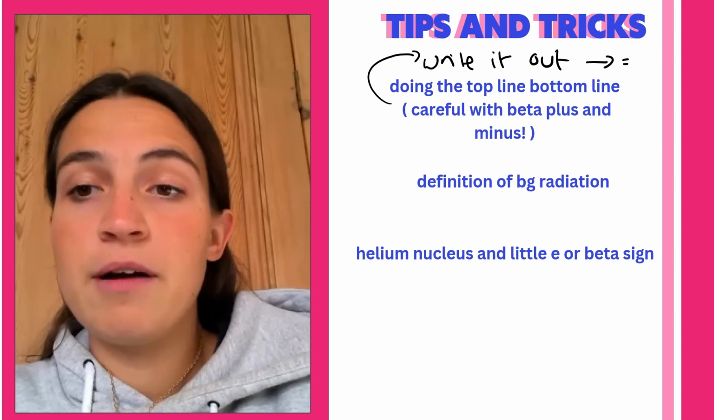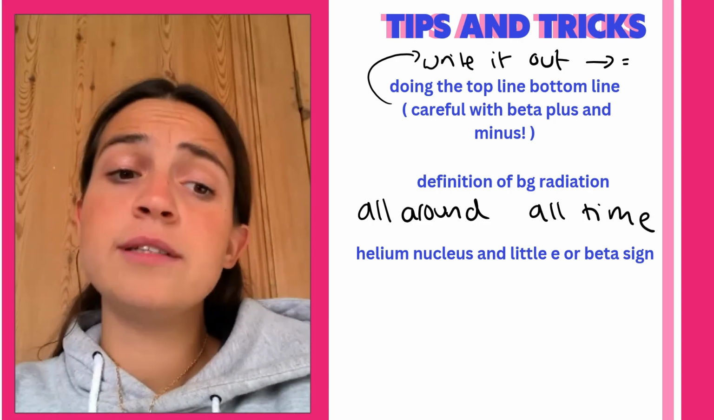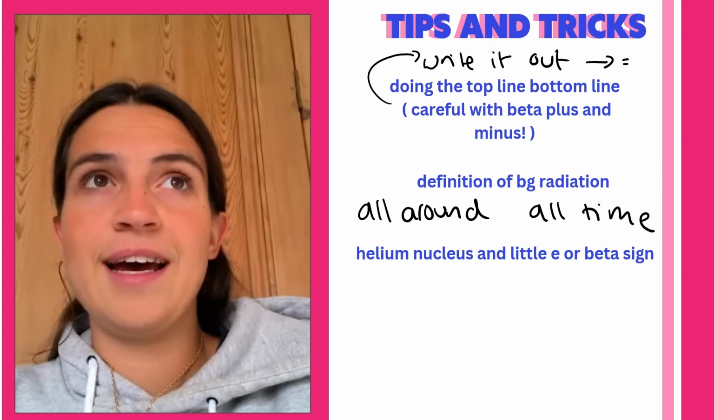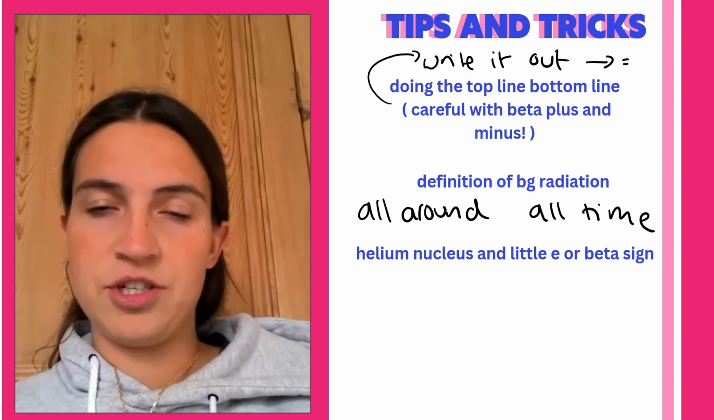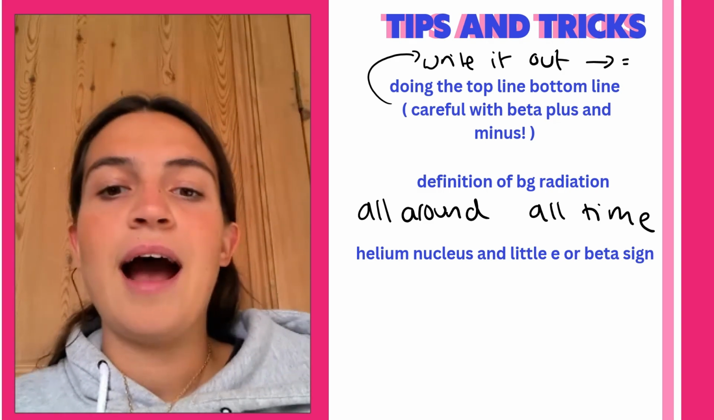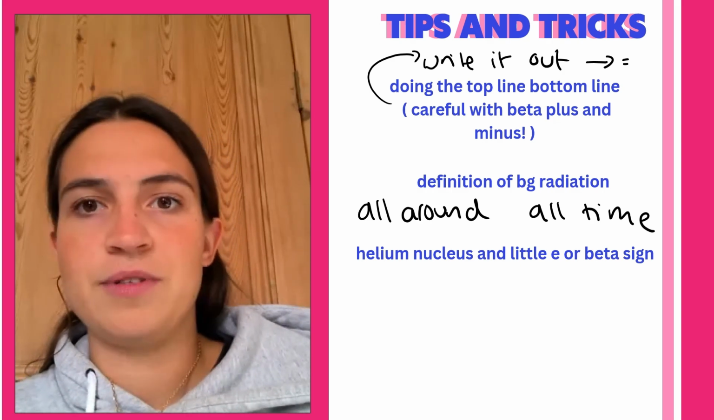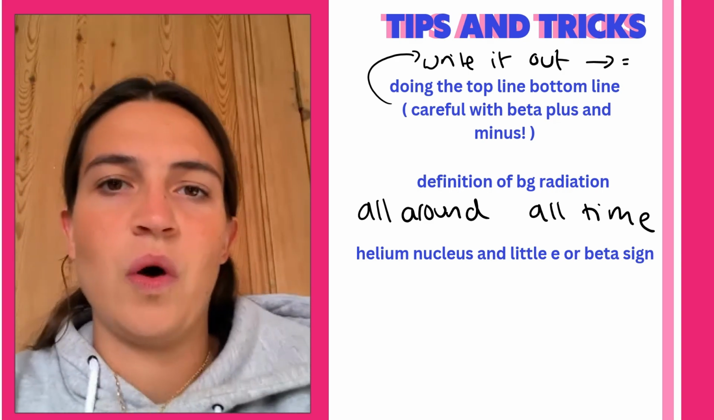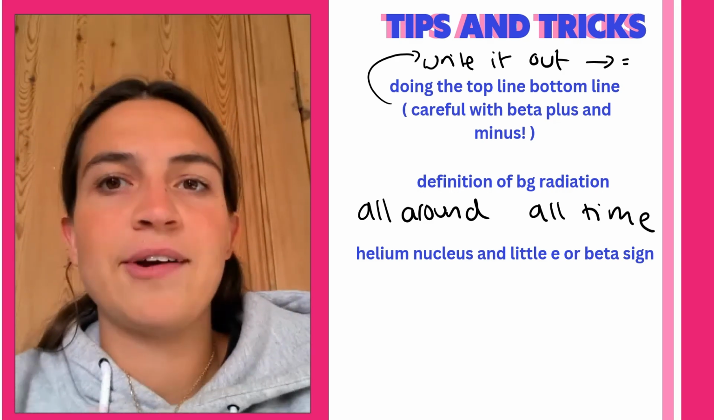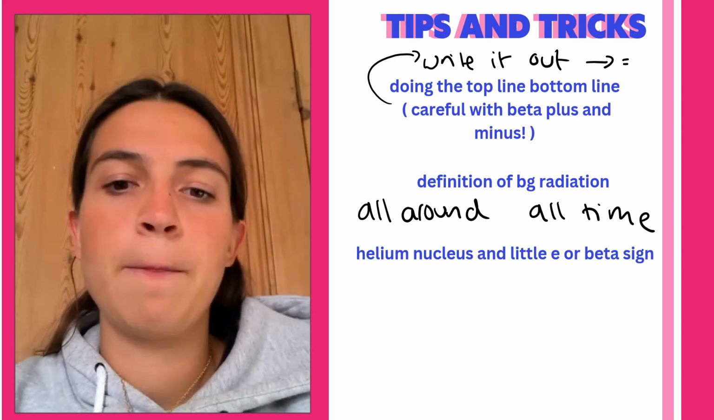Okay, defining background radiation, you need to mention two things. The idea that it's everywhere, i.e. all around you or in every direction, or something that says that, and at all times, so it's constantly there, or at all times, or something like that. So direction and time both need to be mentioned.